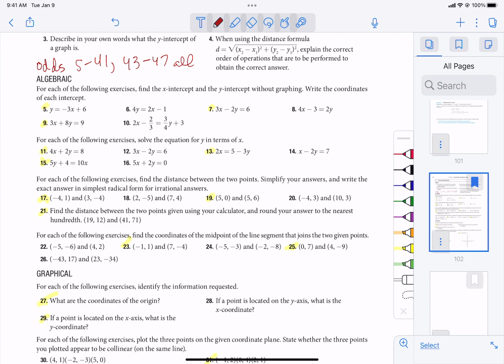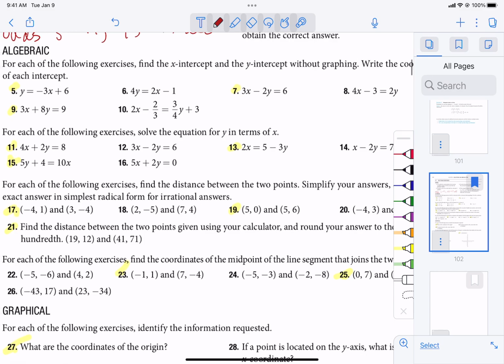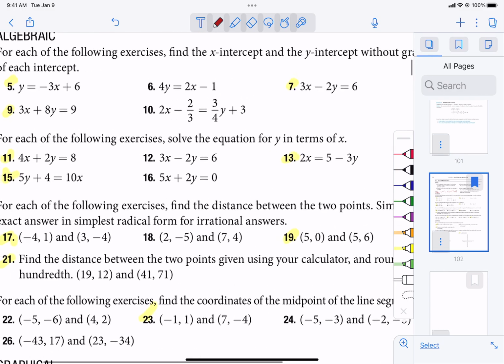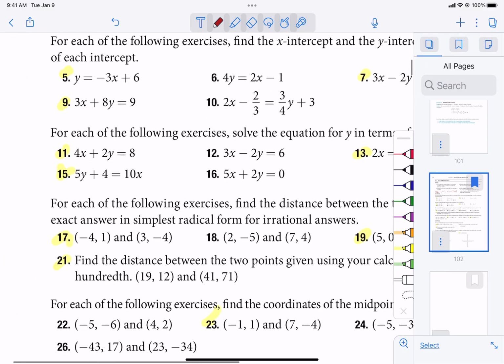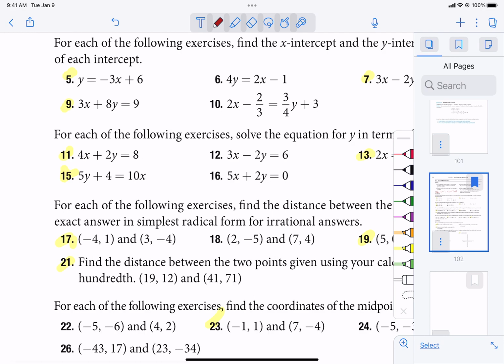And let's talk about what you're going to do for 5, 7, and 9. For those ones, it says to find the x and y intercept without graphing and write the coordinates. Well, all you need from me is that 0, 0 chart. And so for number 5, all I want to do is plug in 0 for my y to find my x-intercept, 0 for my x to find my y-intercept. So we're just going to do that algebra.